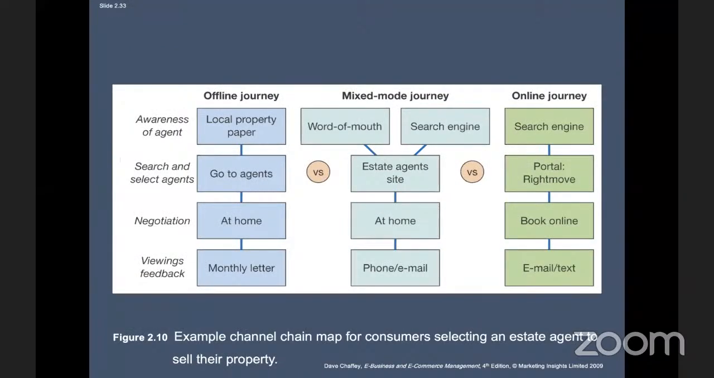So figure 2.10, example channel chain map for consumers selecting an estate agent to sell their property. It's basically a real estate diagram, a process or mechanism shown for real estate. Here is the offline journey: awareness of the agent, local property paper, then go to agent, search and select agents, and then at home negotiation, and then monthly letter viewings feedback.